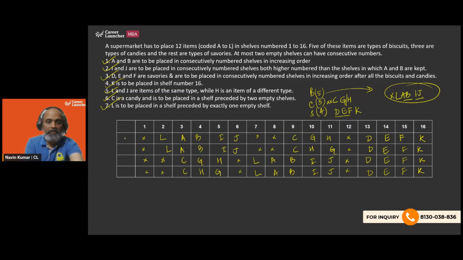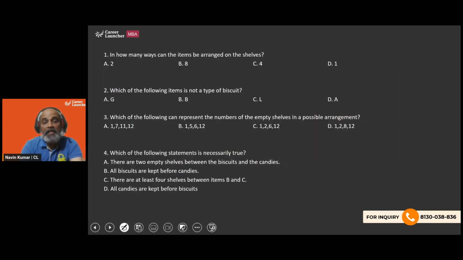So case number 1, 2, 3, and 4. Let's look at the questions now. In how many ways can the items be arranged on the shelves? We know that it's 4.